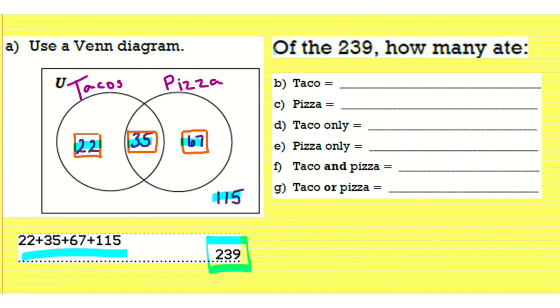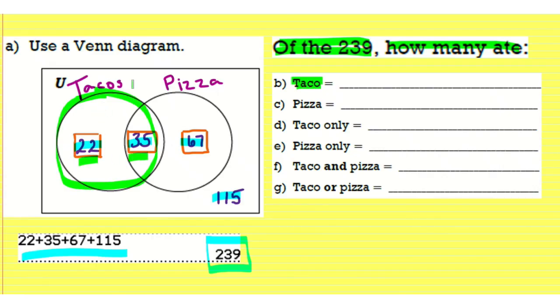We can work with these four numbers. We're going to answer these questions. Of the 239 people that were in the restaurant, how many ate tacos? Well, if you want to know about tacos, we look in the taco circle. So this entire circle includes the 22 and the 35.